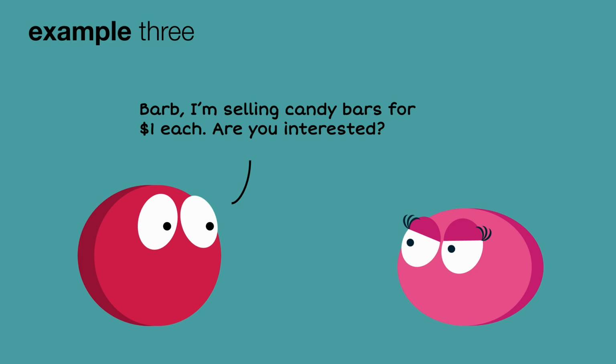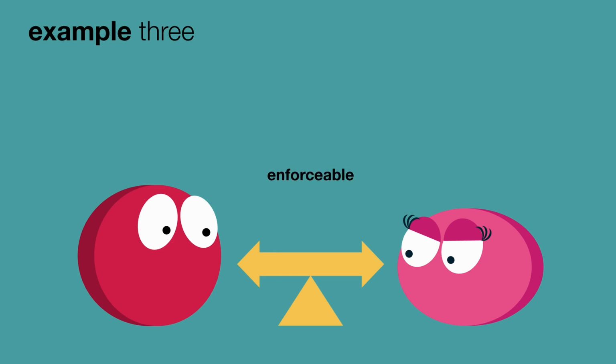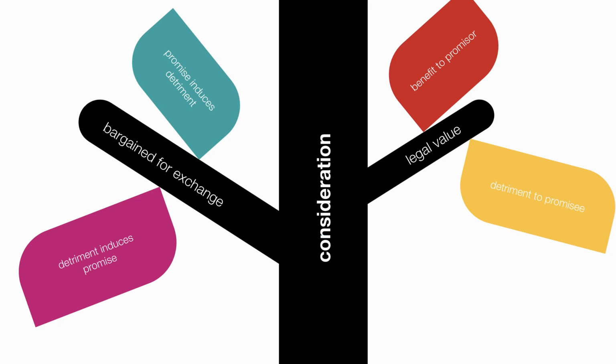So if we look at this example, Barb, I'm selling candy bars for $1 each. Are you interested? Sure. That sounds like a fair price. So there, in terms of adequacy, the consideration, her promise to pay $1 and his promise to provide a candy bar, we can say that's essentially an equal exchange, and therefore, in terms of consideration, it appears that the element is met, right? That it's completely equal and it's enforceable.